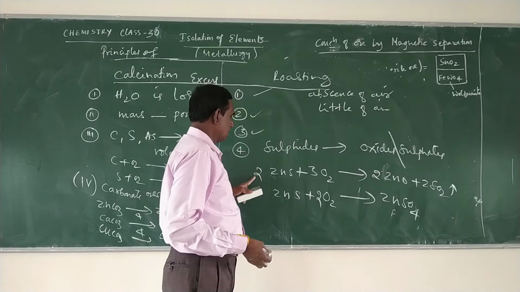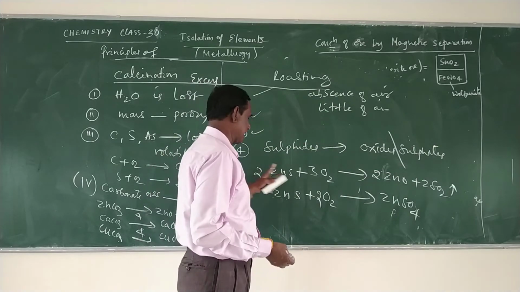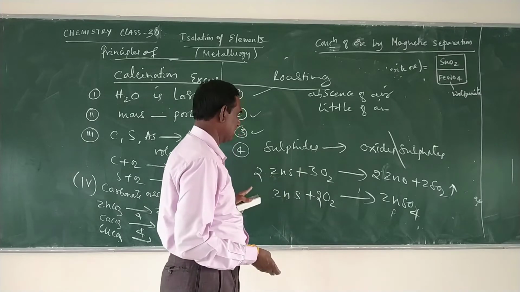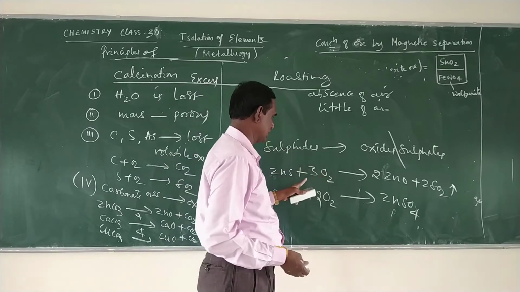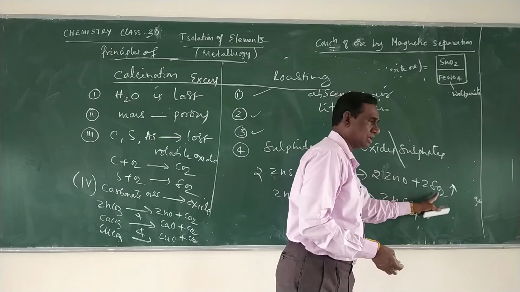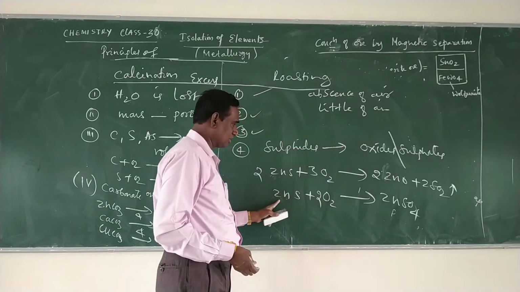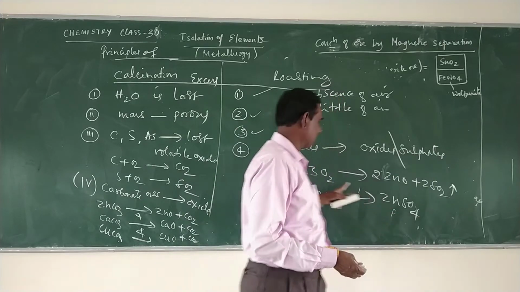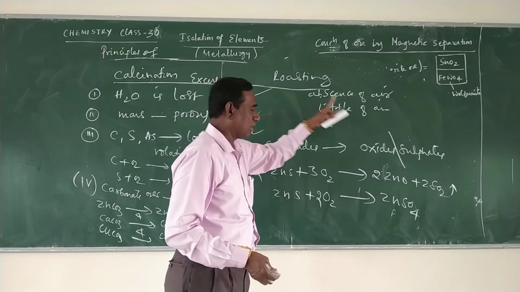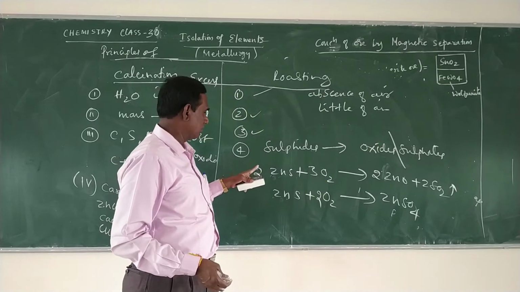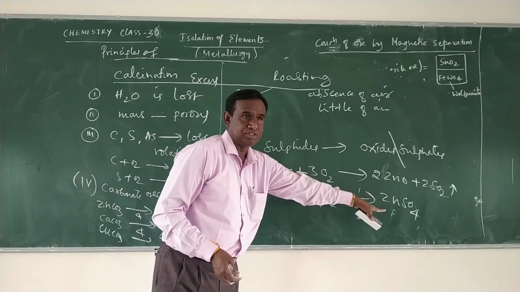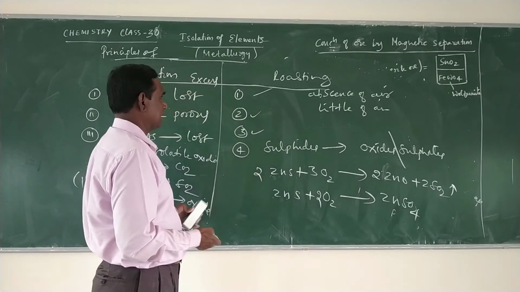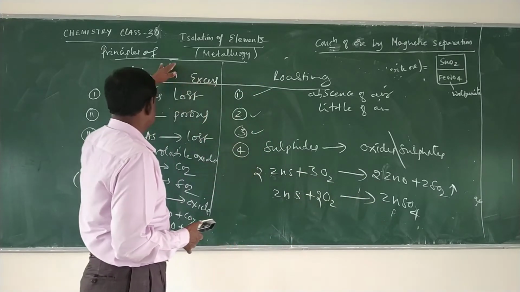An example for this, for example, ZnS, zinc sulfide, also called zinc blende. It undergoes oxidation, giving zinc oxide and sulfur dioxide. But here, same ZnS, with limited supply of air, gives sulfates also. That means sulfides are converted into oxides or sulfates. One is oxide, second one is called what? Sulfate. So this is how you can explain the roasting process as well as calcination.